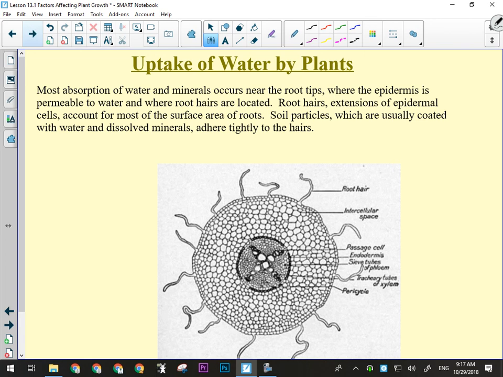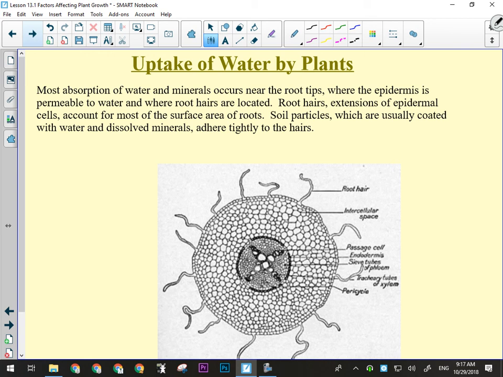Most of the absorption of water is coming at the tips of the roots. So if you're seeing a big tree with big, woody, hard roots going everywhere, the woody roots are not absorbing water. They're old. They were the tip of the root when the plant was small. Right now, they're just extending out the tips of the roots to other places, and they're acting more as an anchor than anything else.